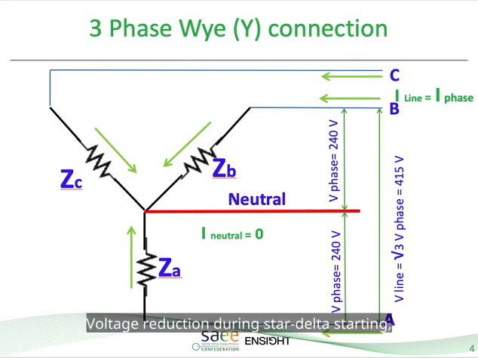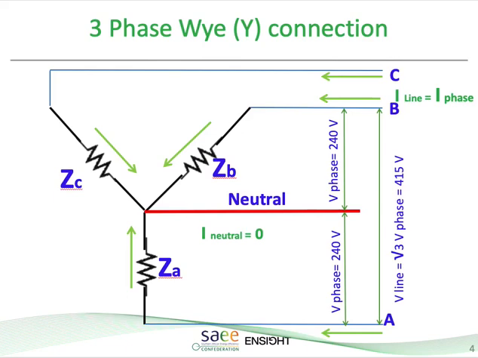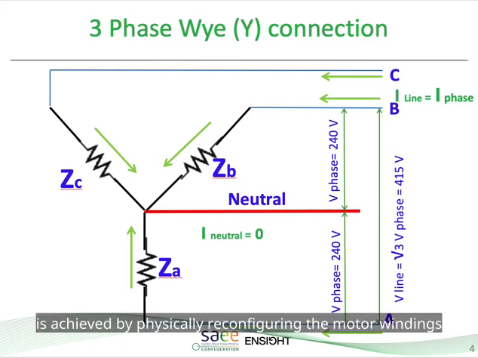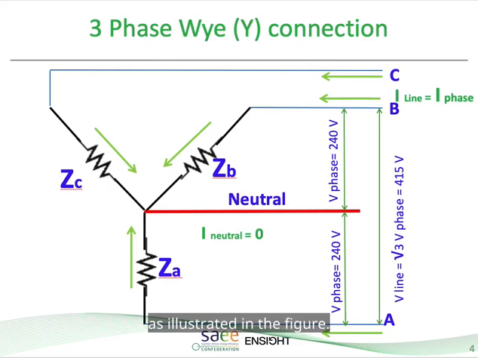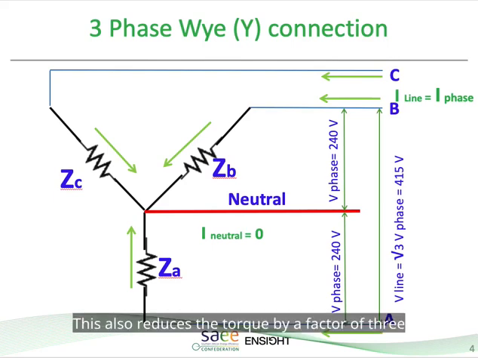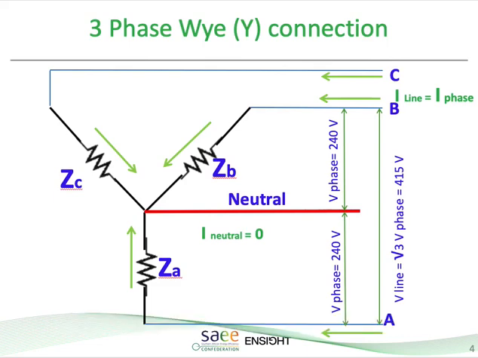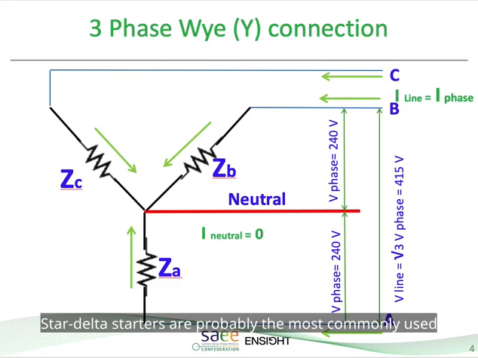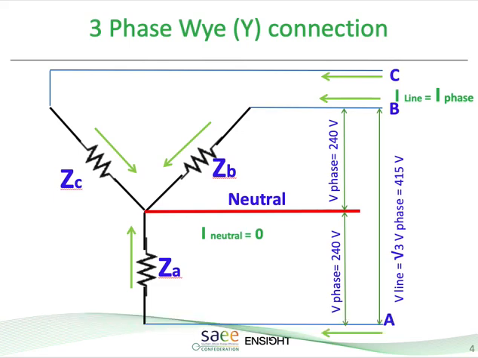Voltage reduction during star-delta starting is achieved by physically reconfiguring the motor windings, as illustrated in the figure. During starting, the motor windings are connected in star configuration, as this reduces the voltage across each of the three windings. This also reduces the torque by a factor of 3. After a period of time, for example 5 seconds, it's reconfigured as delta and the motor runs normally. Star-delta starters are probably the most commonly used motor starters in the industry.